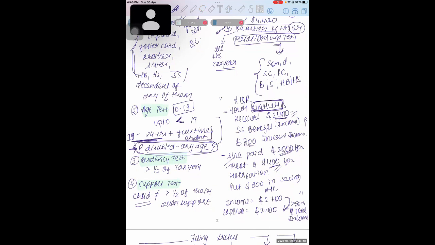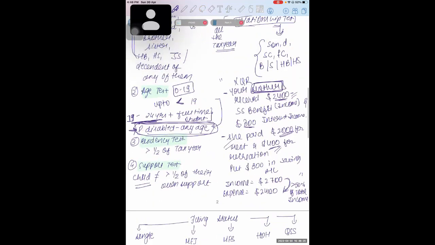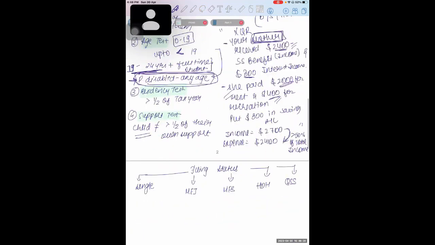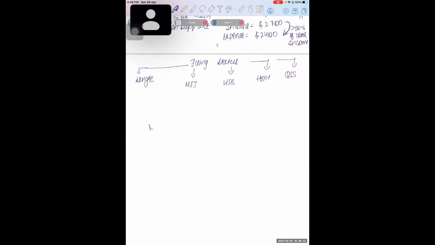Okay. So this was about the dependents and qualifying relative. Now let's take one example. Yesterday we took this example, but let me take this example again. Let's say Mr. A has a friend, and that friend is living with Mr. A the whole year.